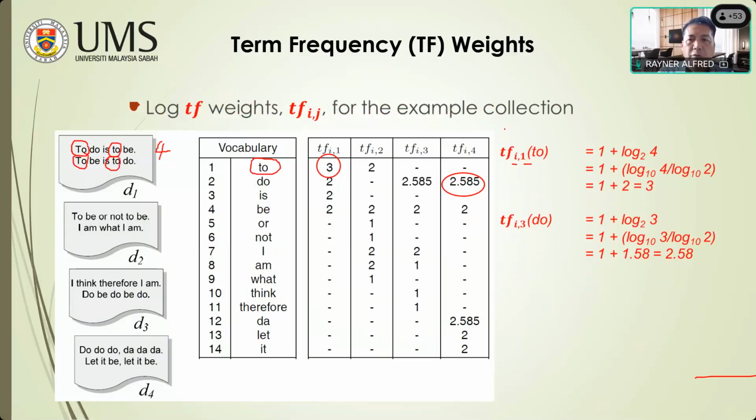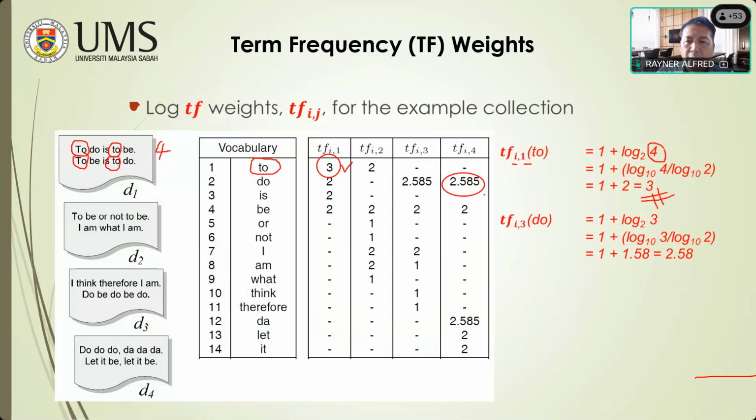Okay. So the formula that we have is 1 plus log base 2. This is the term frequency for keyword 2 in document 1. When we compute this, we will get 3. So that's how we get 3 here. We look at the number of times the term exists in the document.